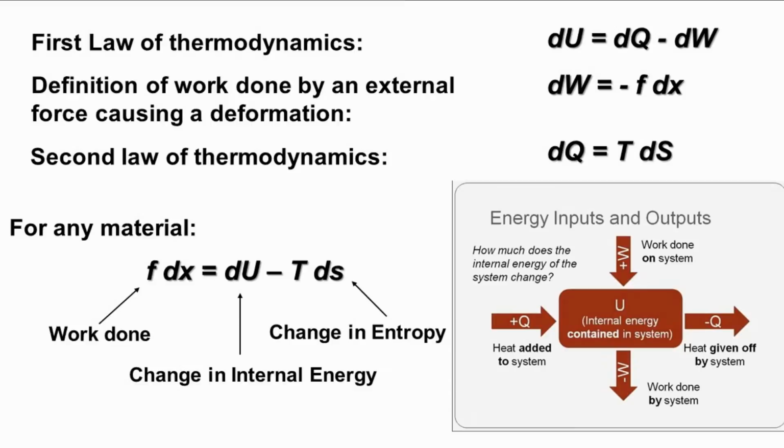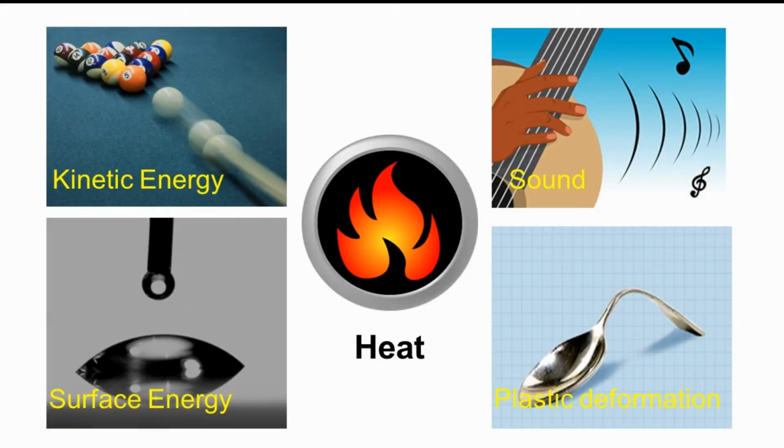The combined first and second laws of thermodynamics state how an increment of mechanical work done on the system can produce an increase in internal energy or a decrease in entropy. This excess energy supplied by the load is stored in the deformation of its bonds. This excess energy can be conserved or can be dissipated in a number of ways, such as heat, sound, surface energy, plastic deformation, or kinetic energy.